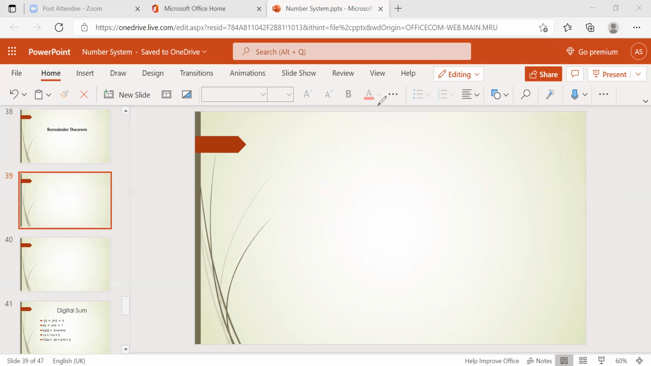Now let's see some more examples. 97 by 32 power 37.